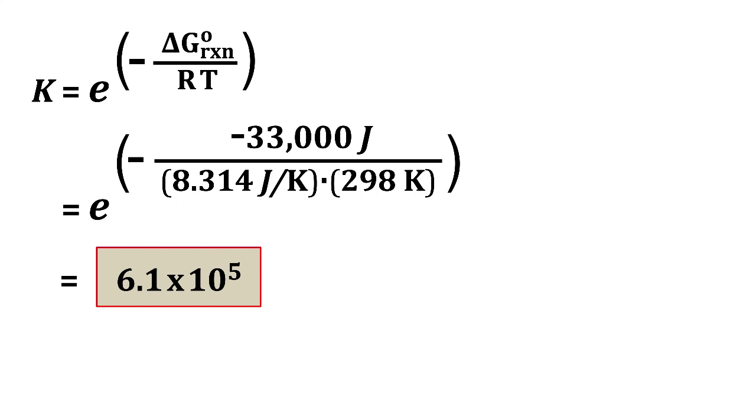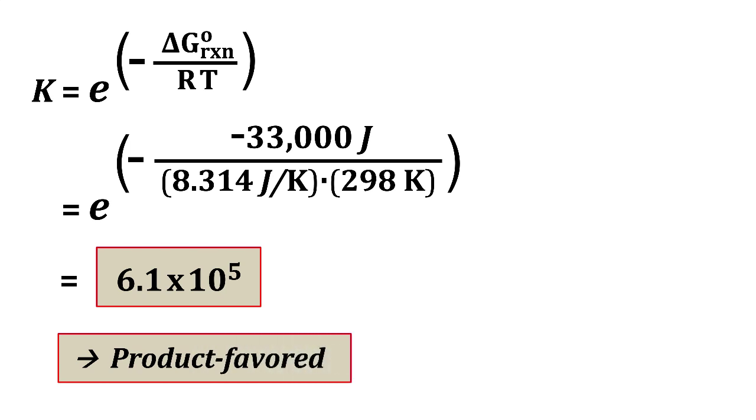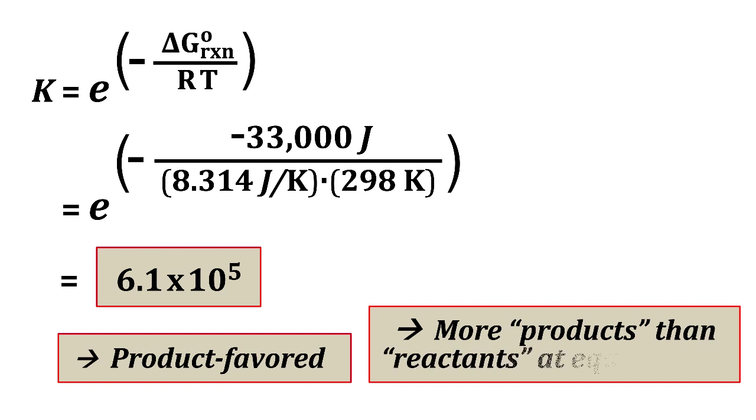And now what does this mean? Well, this is a very big K value, so the reaction we say is product favored. And then again, remember that what product favored means is that when we reach equilibrium, we have more quote-unquote products, the substances written on the right side of the equation, than reactants, quote-unquote, the substances on the left side of the equation.